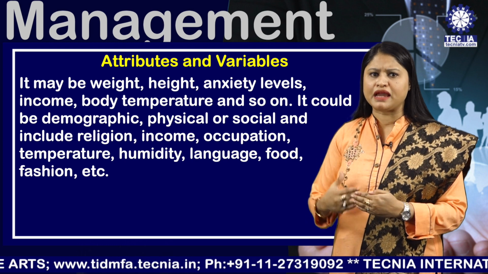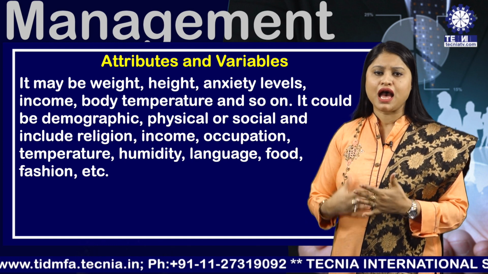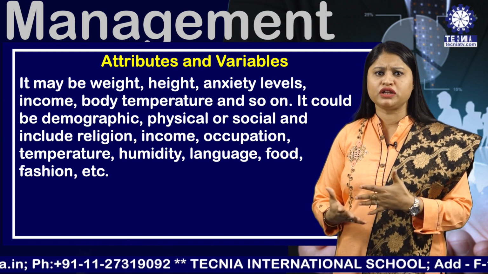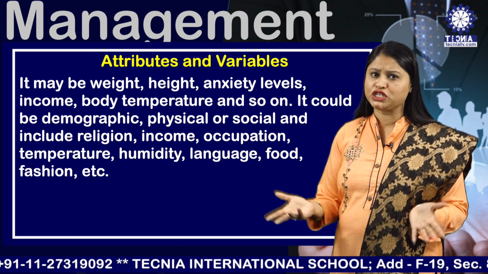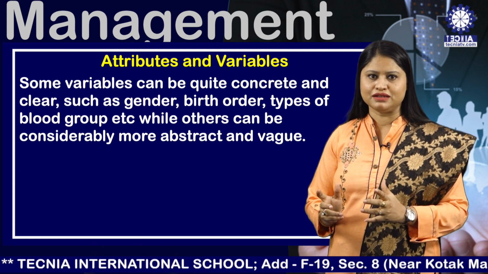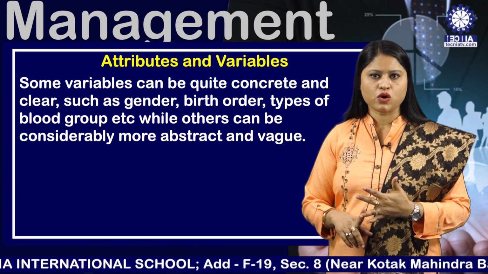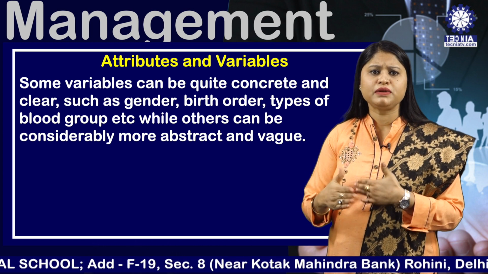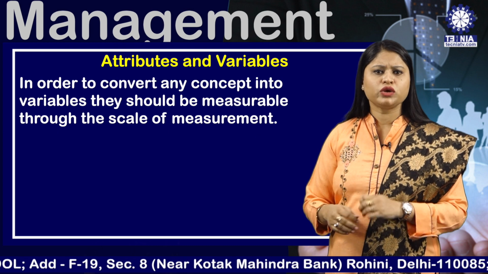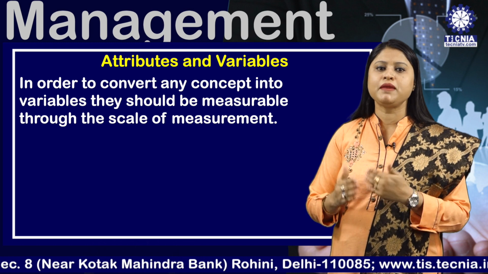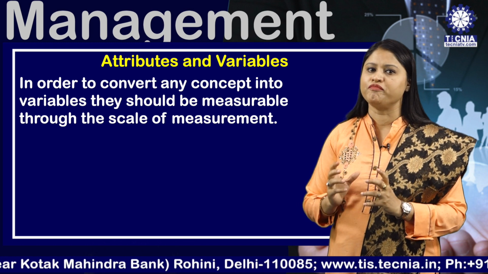So it could be demographic, physical or social, and it could include religion, income, occupation, temperature, humidity, language, food and fashion, etc. Some variables can be quite concrete and clear, such as gender, birth order, types of blood group, etc. While others can be considerably more abstract and vague. So in order to convert any concept into a variable, it should be measurable through a scale of measurement.